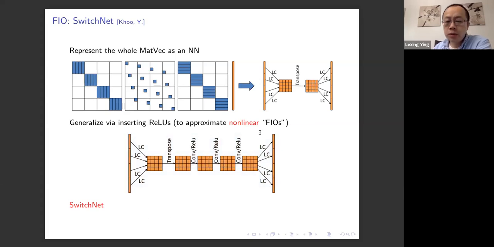As we see, one of the unique features of this architecture or algorithm is this transpose or switch operation in the middle. Therefore we call it SwitchNet. And this is what we're going to use to represent the Fourier integral operators.